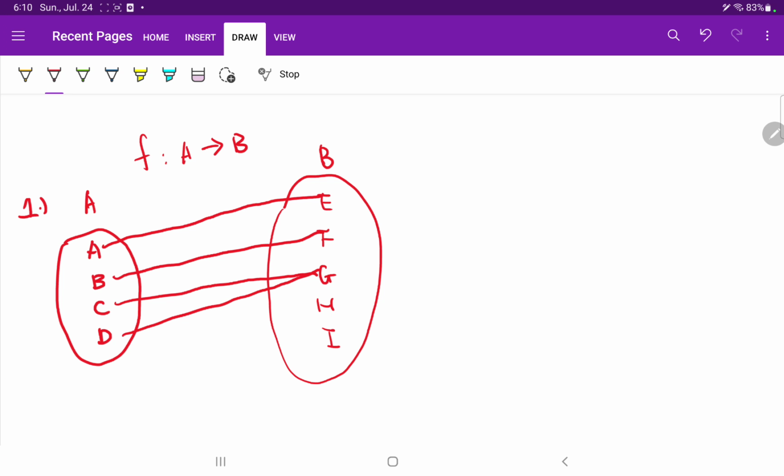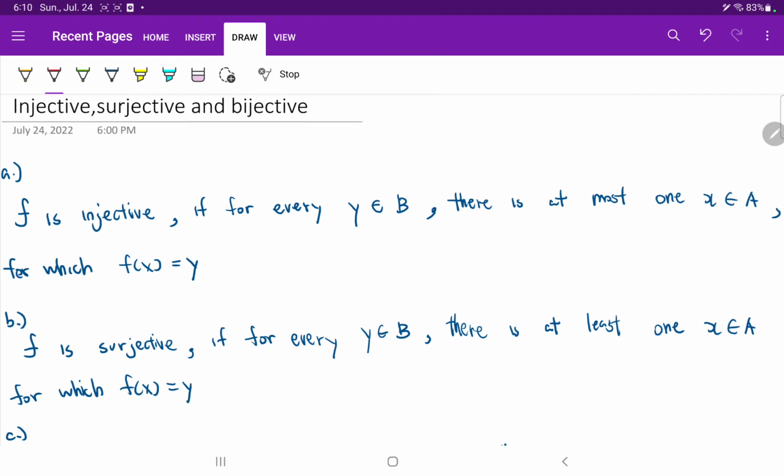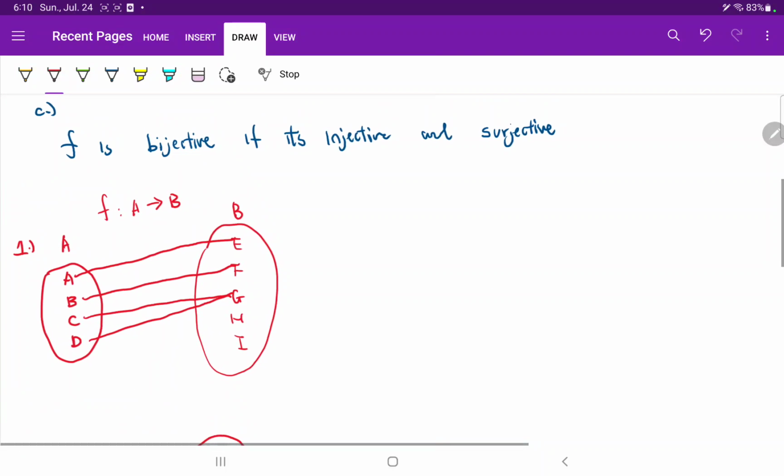Well, the answer is neither. It doesn't satisfy the injective definition, because as you can see in the codomain B, the element G has both C and D as its corresponding x element in our domain, but one of our definitions says that there is at most one element x in domain A for which f(x) equals y, but here we have two, so it's not injective, right?